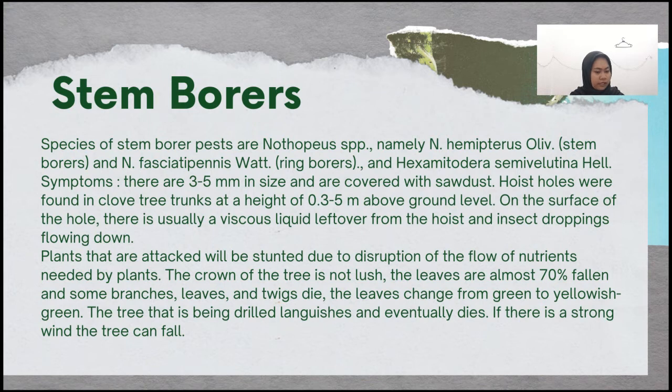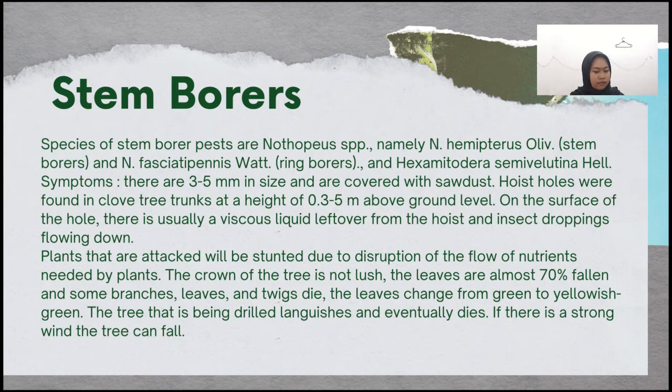and Hexamethodera semivelutena Hel. Symptoms: they are 3 to 5 mm in size and are covered with sawdust. Hoist holes are found in clove tree trunks at a height of 0.3 to 5 meters above ground level, and on the surface of the hole there is usually a viscous liquid left over from the hoist and insect droppings flowing down. Plants that are attacked will be stunted due to this disruption of the flow of nutrients needed by plants.